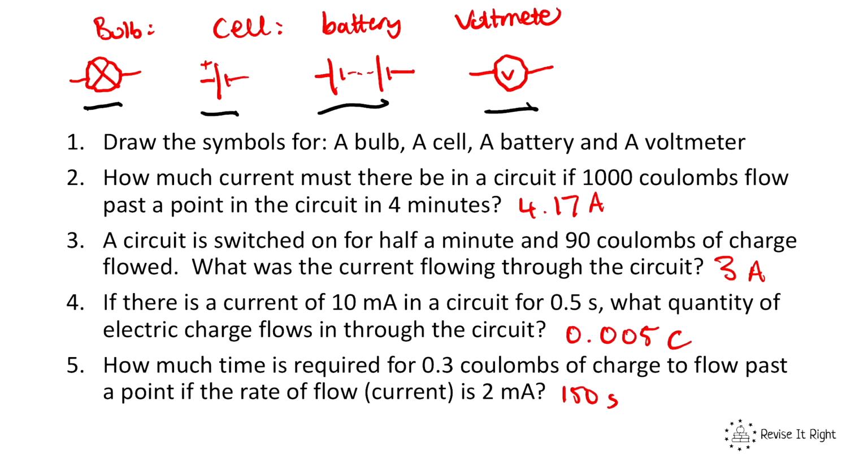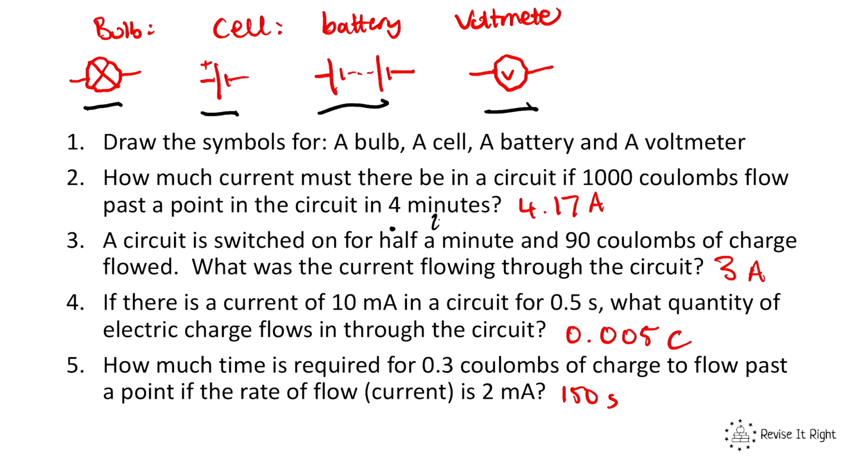Question 2, how much current must there be in a circuit if 1000 coulombs flow past a point in a circuit in 4 minutes? Okay, the important thing here is obviously to convert our minutes into seconds. So there are 60 seconds in a minute, so 4 times 60, you would have got 240 seconds. Okay, and then you would have done your charge over time, so 1000 divided by 240, and you would have got 4.17 amps.